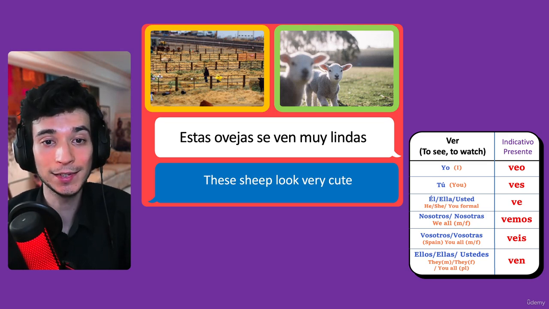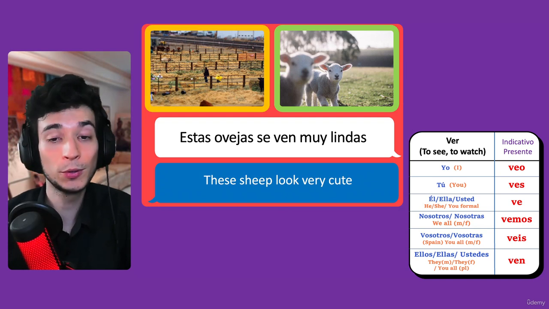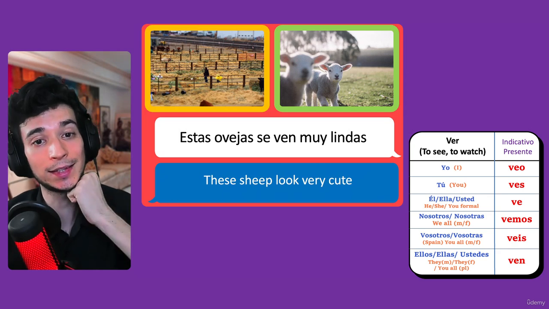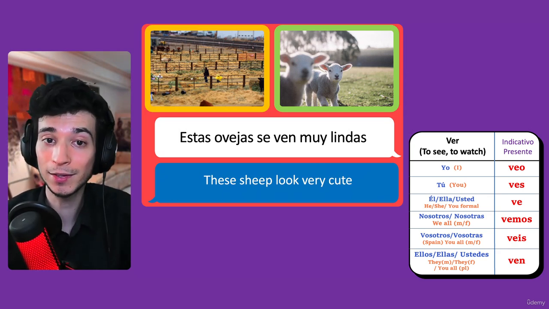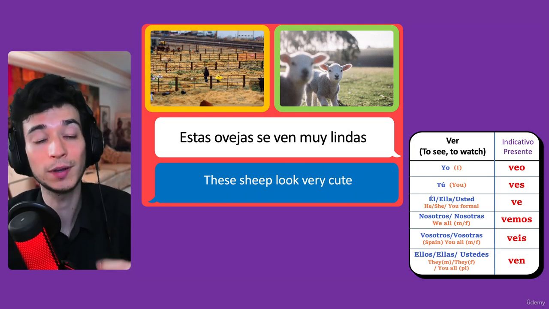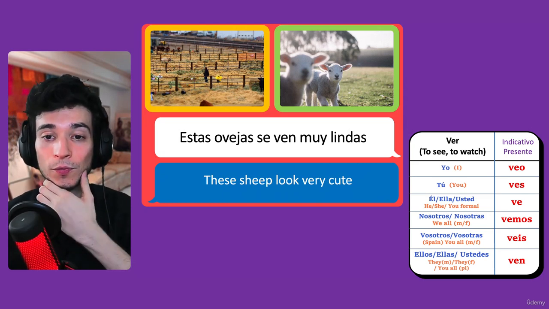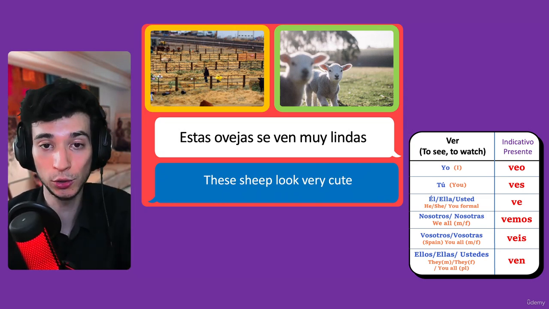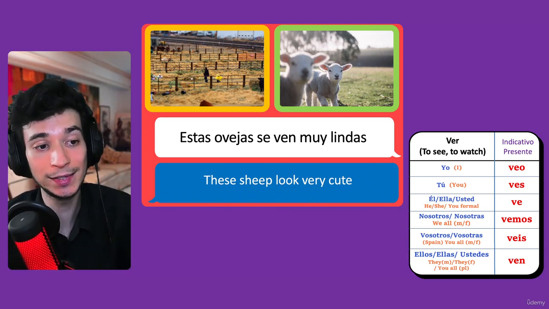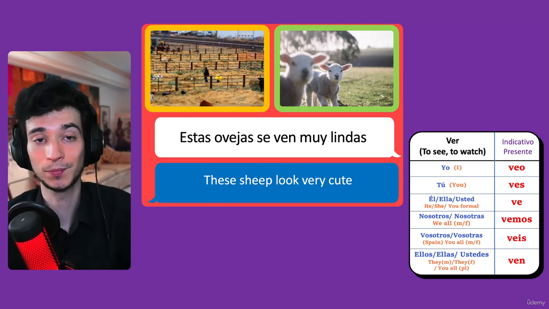Estas ovejas se ven muy lindas. These sheep look very cute. So the word for lindas, for cute, means lindas, cute. Estas ovejas se ven muy lindas. These sheep look very cute. Lindas, cute. So if you want to say cute for example, a boy, you would say lindo, cute. For women, for female, you would say linda, cute. Eres muy linda, you are very cute. Or eres muy lindo, you are very cute, masculine.